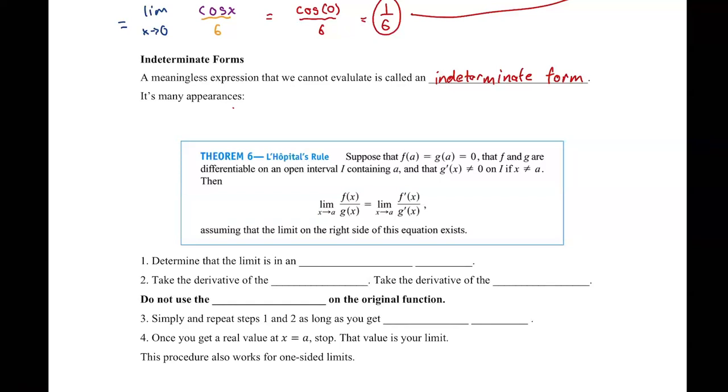0 over 0, of course, is one of the appearances of it. And we also have things like whenever you consider an infinity over infinity, that's another thing that means nothing, but you could go ahead and use this rule with. We'll also look at infinity times 0 or infinity minus infinity. And again, these show up whenever you're considering limits.